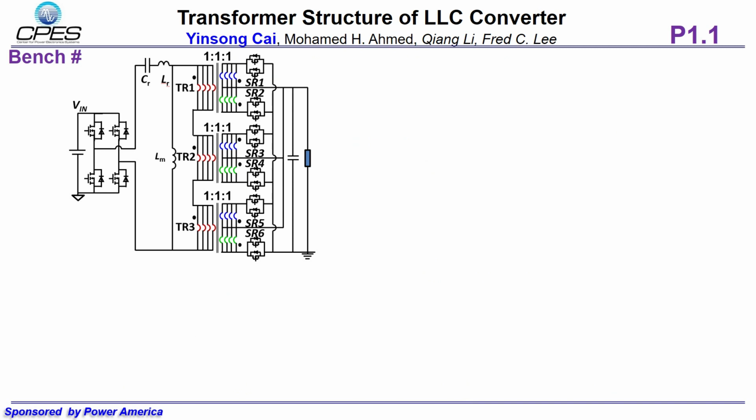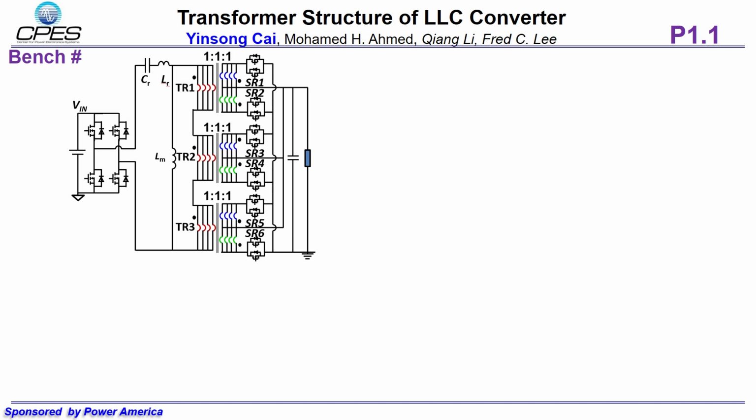Here shows the basic structure of the transformer. The 3-to-1 transformer is broken down into three 1-to-1 transformers. The primary windings are connected in series, and the secondary windings are connected in parallel. This distributed transformer design reduces the large conduction loss on the secondary side and at the same time naturally guarantees the current sharing between the transformers and SR devices.